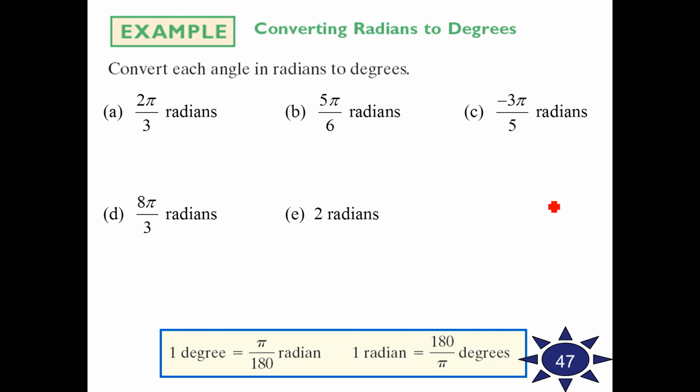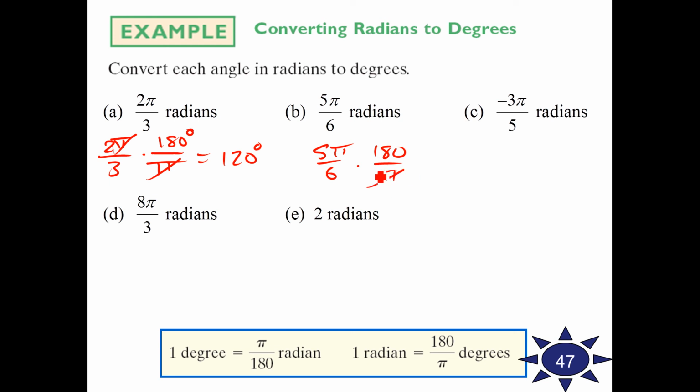Let's go the other direction. Let's convert back into degrees. So 2 pi over 3. We need a pi in the denominator so we can cancel it out. We need 180 degrees in the numerator. Cancel, cancel. 180 divided by 3 is 60 times 2 is 120 degrees. How about 5 pi over 6 times 180 over pi. Cancel your pi's. 180 over 6 is 30 times 5 is 150.